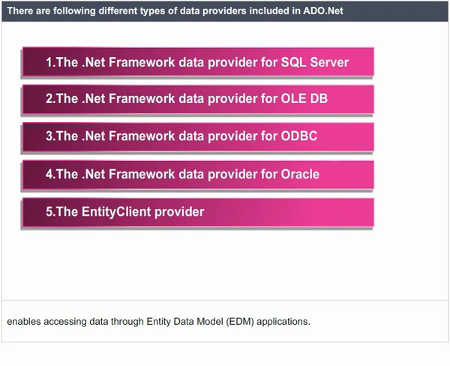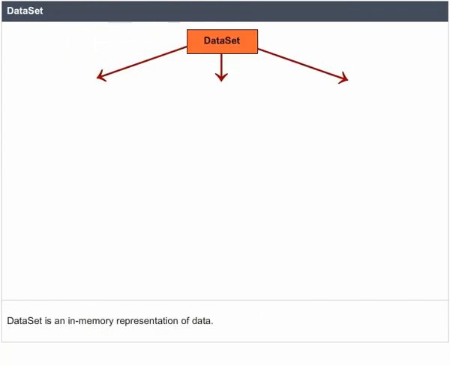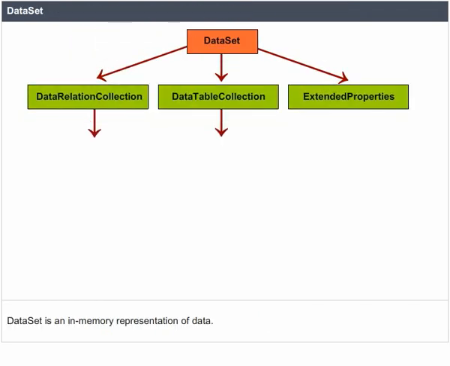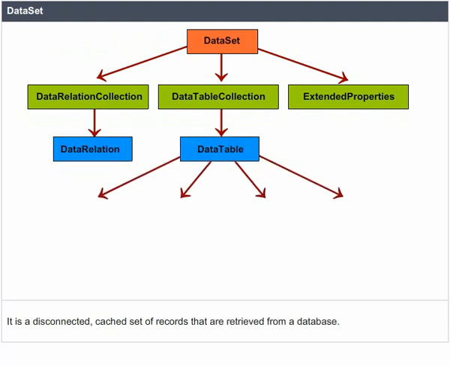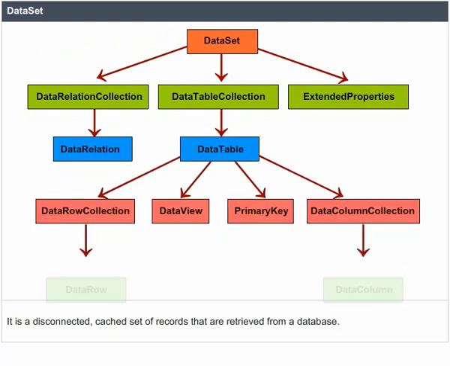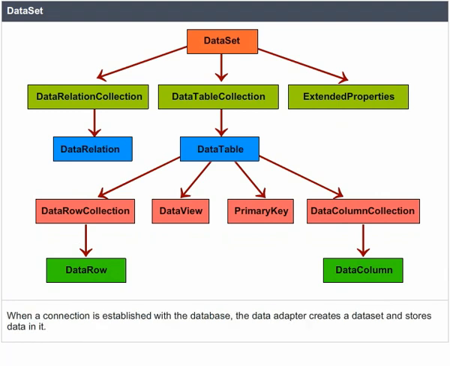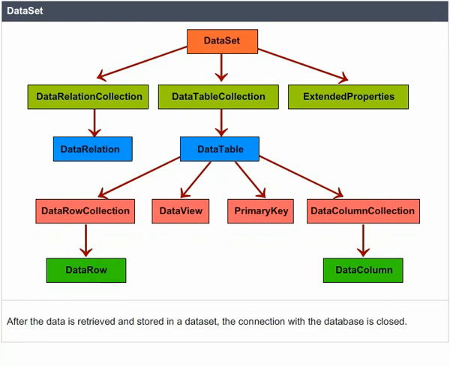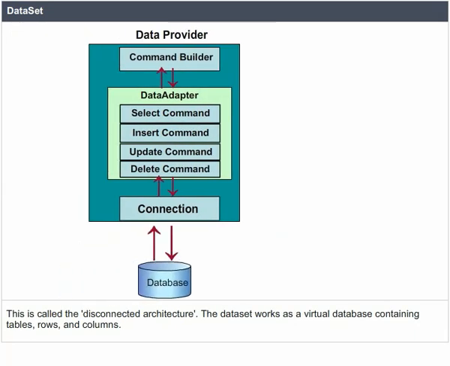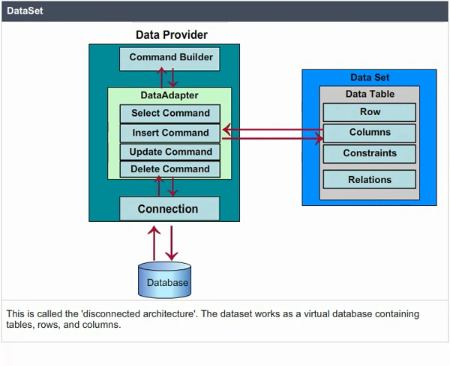Dataset. A dataset is an in-memory representation of data. It is a disconnected cached set of records that are retrieved from a database. When a connection is established with a database, the data adapter creates a dataset and stores data in it. After the data is retrieved and stored in a dataset, the connection with the database is closed. This is called the disconnected architecture. The dataset works as a virtual database containing tables, rows, and columns.